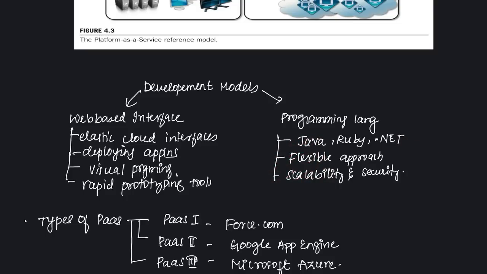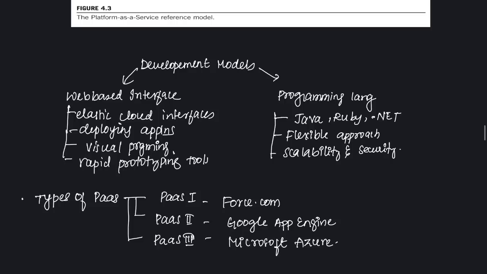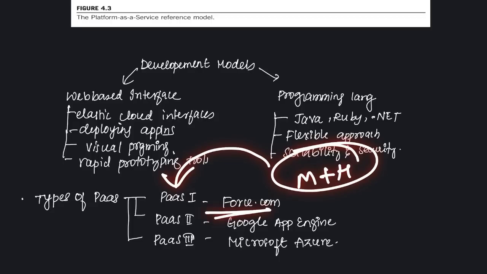Next, we have the types of services which are provided here. The platform as a service solutions could be categorized into PaaS 1, 2 and 3. PaaS 1 means it will offer a complete web-hosted development environment. It will have the middleware as well as the hardware. It is a complete package, for example, force.com.